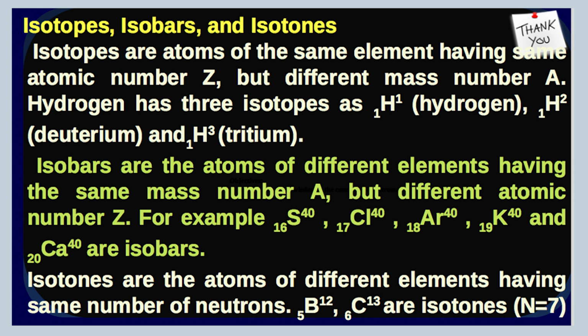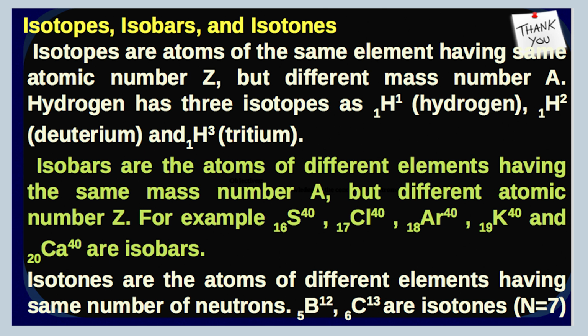In the case of isotopes, the atomic number is the same, but here it is the same mass number A but a different atomic number Z. It is not required that the elements be the same; the elements may be different, but having the same mass number with different atomic numbers. Some examples we are giving here are sulfur, chlorine, argon, potassium, and calcium. Their atomic numbers differ, that is 16, 17, 18, 19, 20, but the mass number A is equivalent to 40.